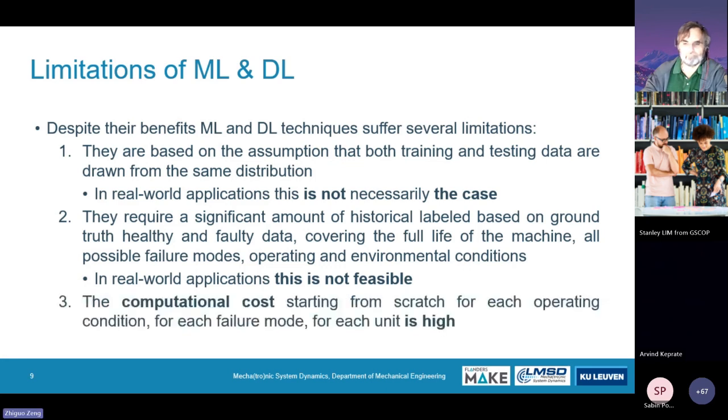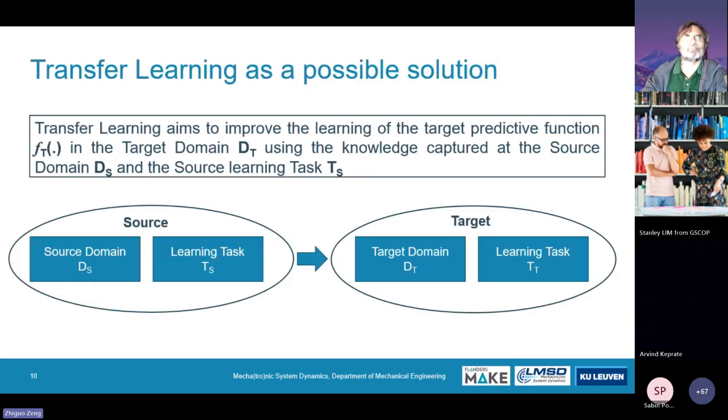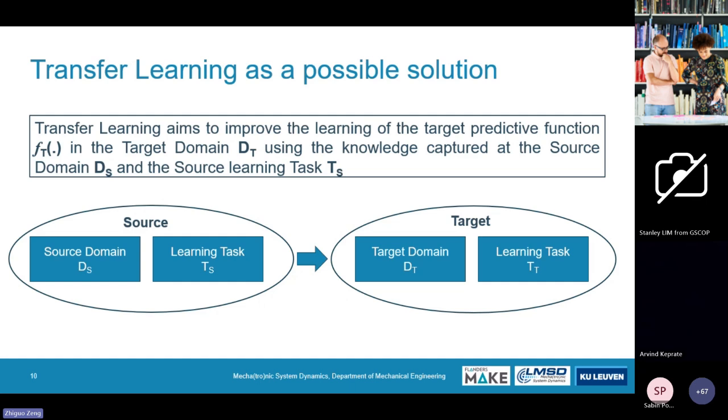And also the computational cost to start from scratch for each operating condition, for each failure mode, for each unit, is relatively high. So as a solution to this, transfer learning has been proposed, where we try to learn a model based on the source, and then try to transfer all this knowledge from the source to a target domain. And in this way, we can overcome, let's say, some of the limitations that were mentioned before.